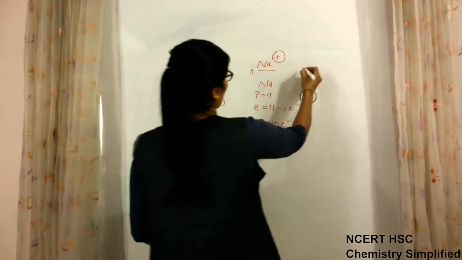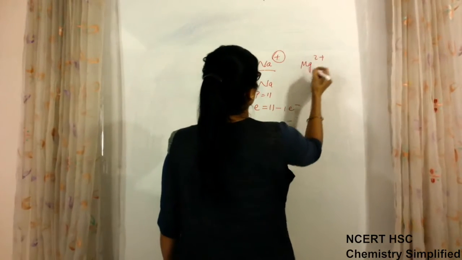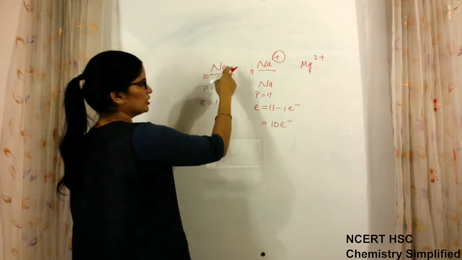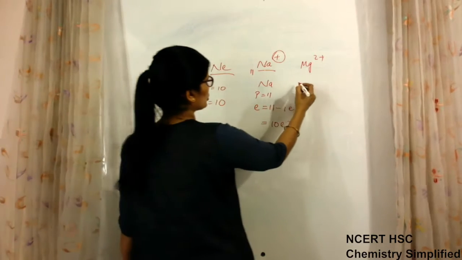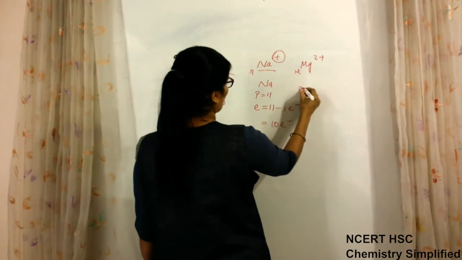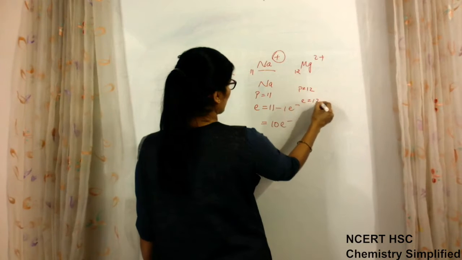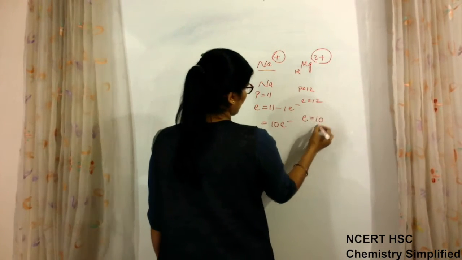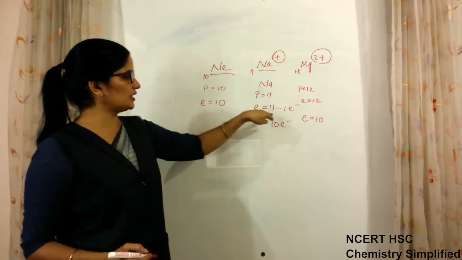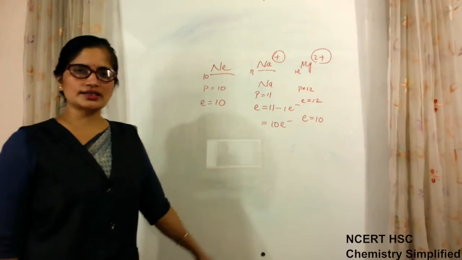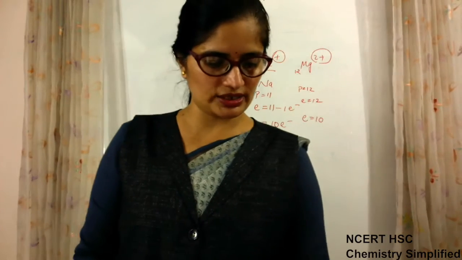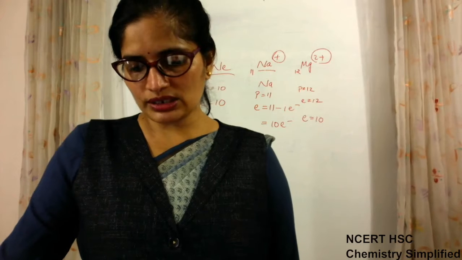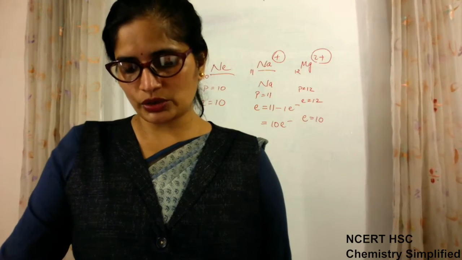For example, Mg2 positive is also isoelectronic to sodium 1 positive and isoelectronic to neon. How? Because in magnesium atomic number is 12, proton number is 12, electron number is 12, but when it forms Mg2 positive, its electron number becomes 10. So all of the three have the same electron number. So these are isoelectronic species. Okay. So question is, neon and Na1 positive ions are isoelectronic species.